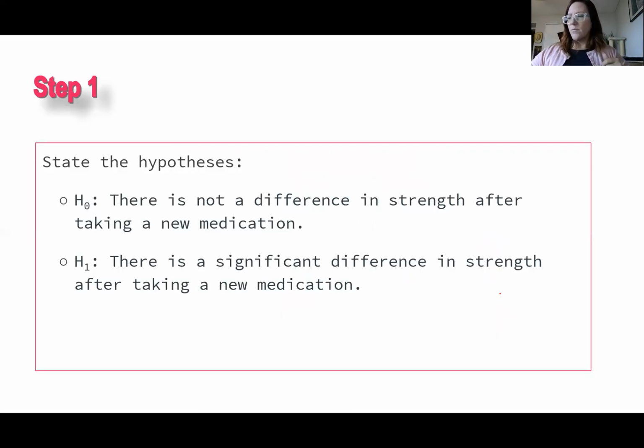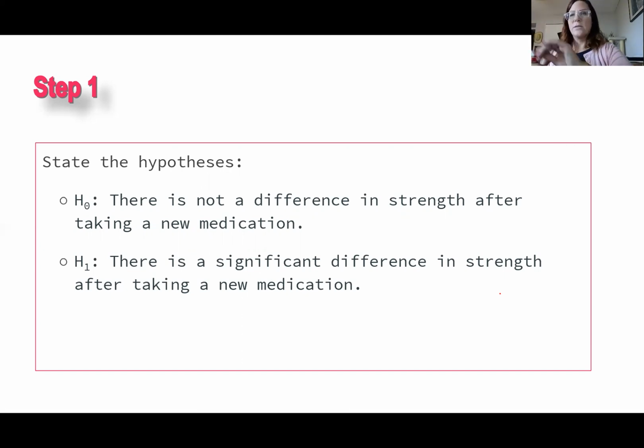So here's what we have for step 1. Step 1 of hypothesis testing is basically making sure you have a clear indication of what your independent variable is, your dependent variable, and whether there's direction or not. There was no direction given. So all I put is there is not a significant difference in strength after taking a new medication.